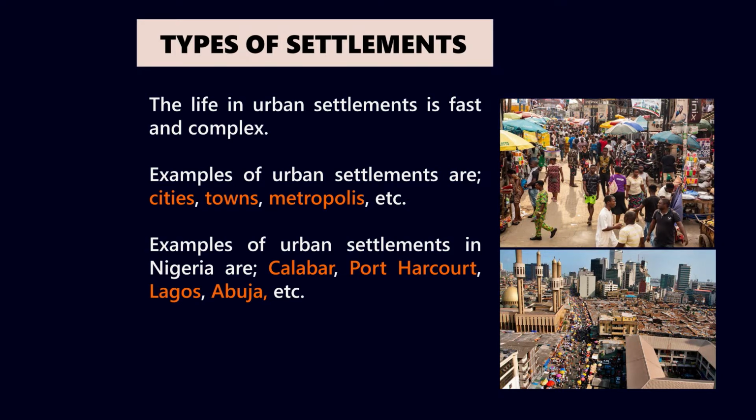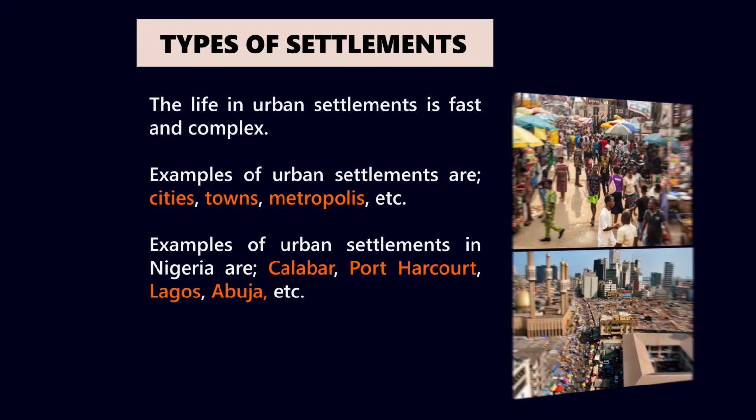For example, if you live in a city or a very big town, you will see that the town is a place that is always busy with so much traffic and noise due to the high population of people living in those areas. Some examples of urban settlements are towns, cities, and metropolis, while examples of urban settlements in Nigeria are Port Harcourt, Benin, Lagos, Abuja, and so on.